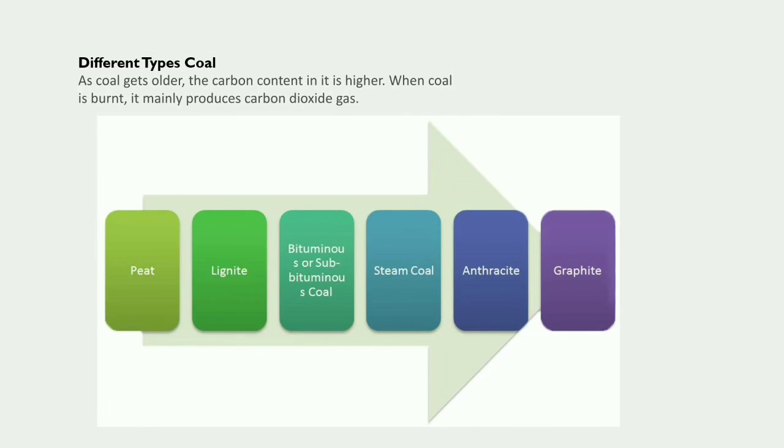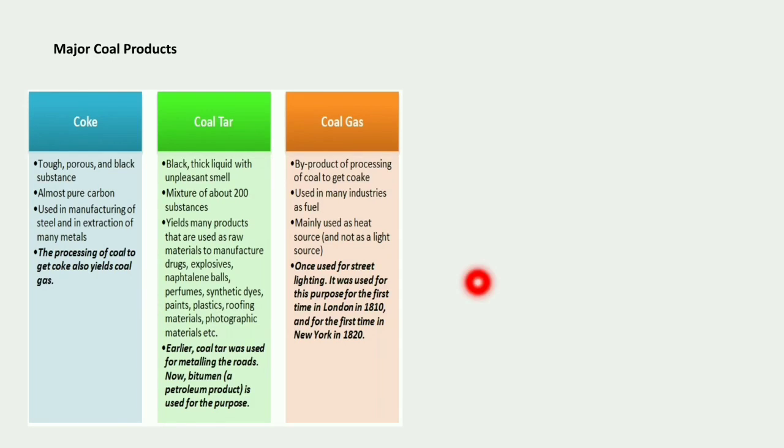Alright. Next is different types of coal. Now look here. As coal gets older, the carbon content in it is higher. When coal is burned, it produces carbon dioxide. So different types of coal are peat, lignite, bituminous, steam coal, anthracite and graphite. Alright, in your book the types of coal are not mentioned, but read it once for your knowledge. Major coal products. So they are coke, coal tar and coal gas. Today we will learn about them in detail.